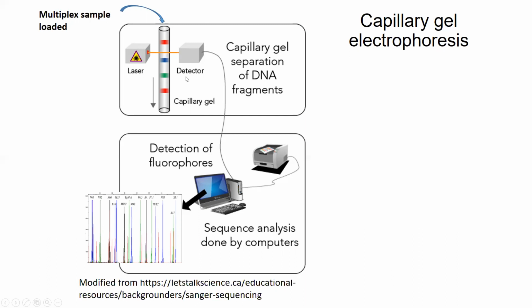That signal is detected and recorded by the machine, and then you can see the peaks over there. So that's basically how you do microsatellite typing. You have to use the sequencing machine to collect the data.